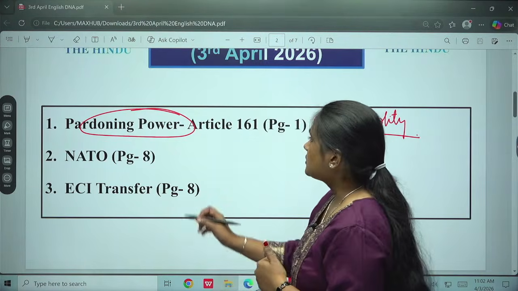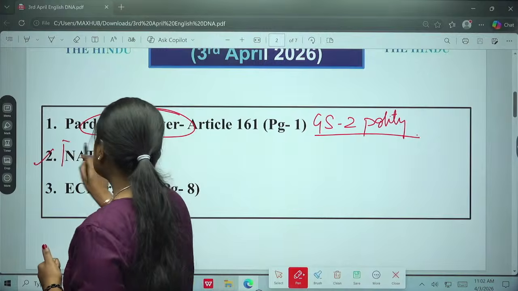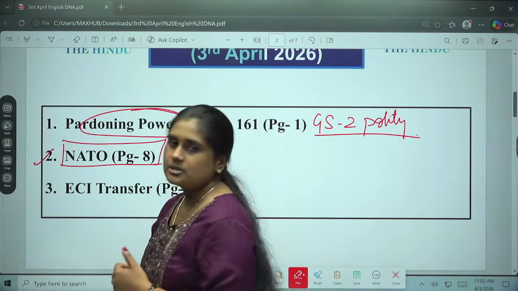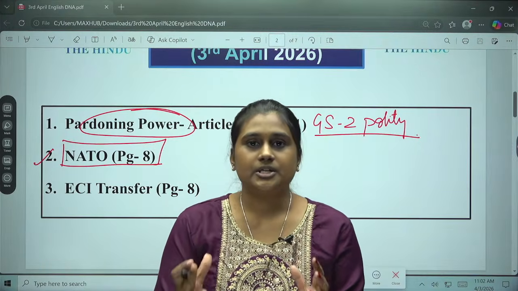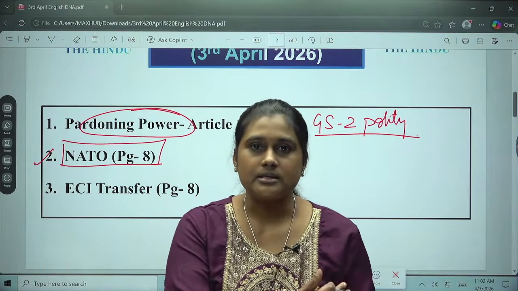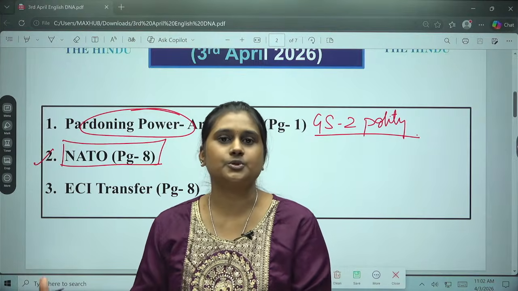Okay. So the next one is about NATO. The US is declaring that it is going to withdraw from NATO because of frustration, as the NATO countries didn't come to help the US when it comes to the Iran conflict.